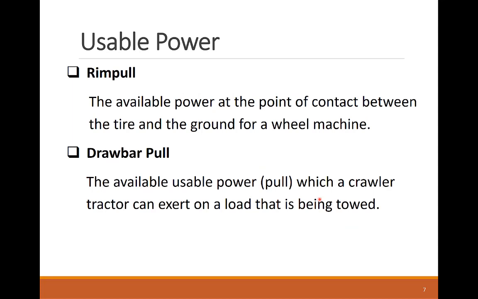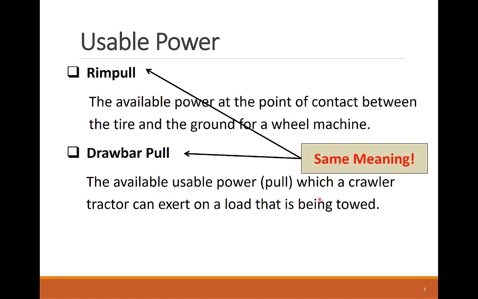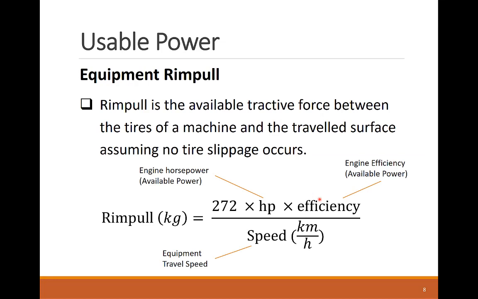Rim-pull is the power or force that's available at the contact point between the wheel, tire, and the ground. For the same force in crawler track-mounted equipment, we'll use the term drawbar pull. The rim-pull force in kilogram can be calculated using the shown formula, which reflects the fundamental engine power-speed relationship. The rim-pull force is dependent on the engine horsepower, or the available power, the engine efficiency, and the equipment speed in kilometer per hour.